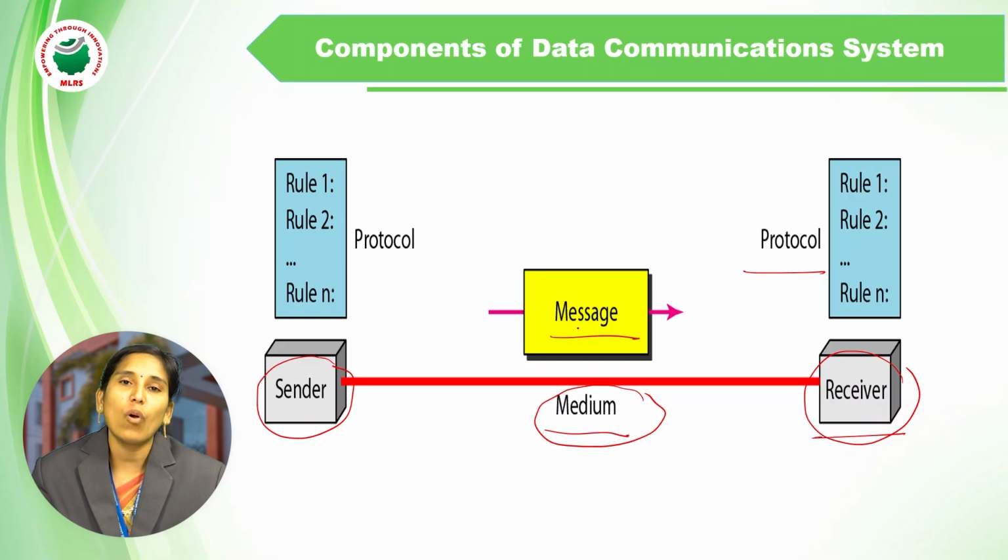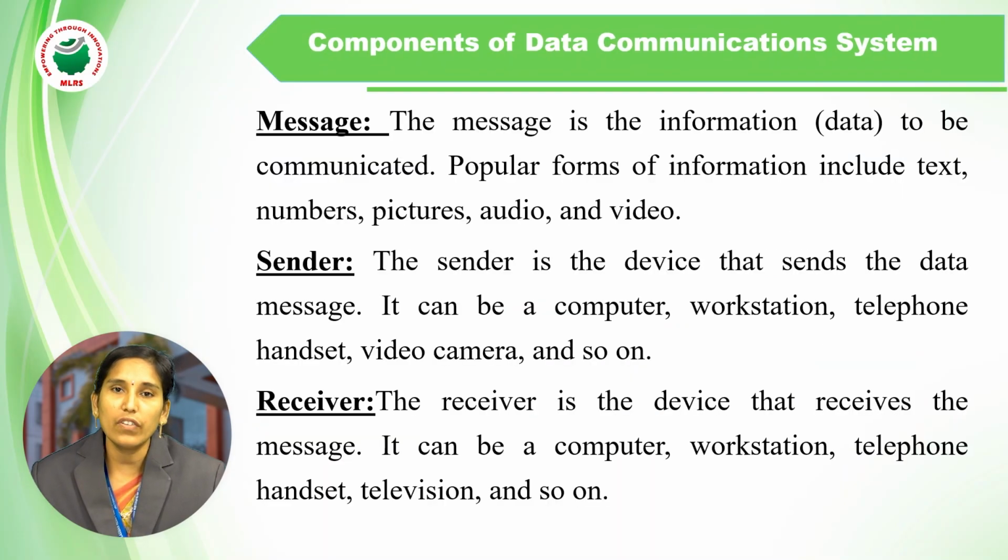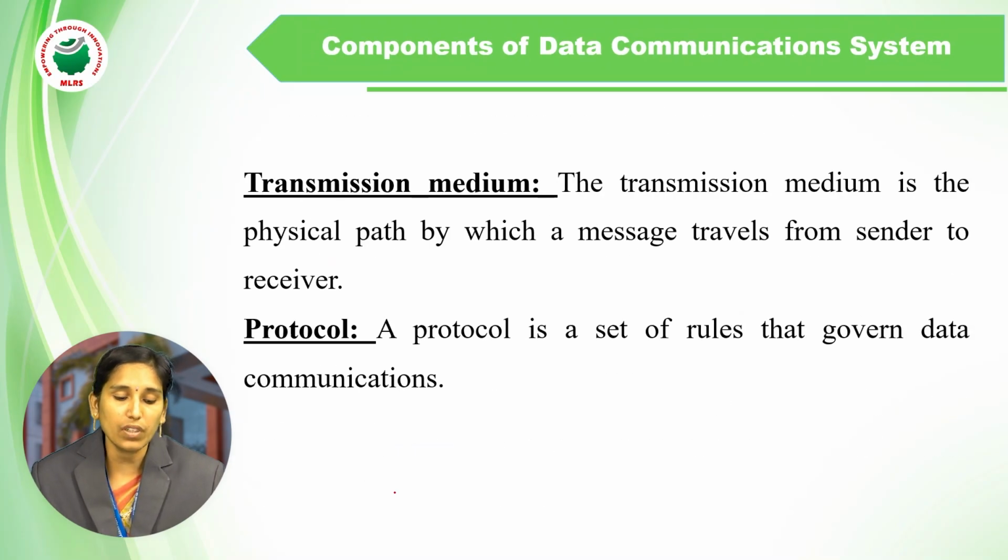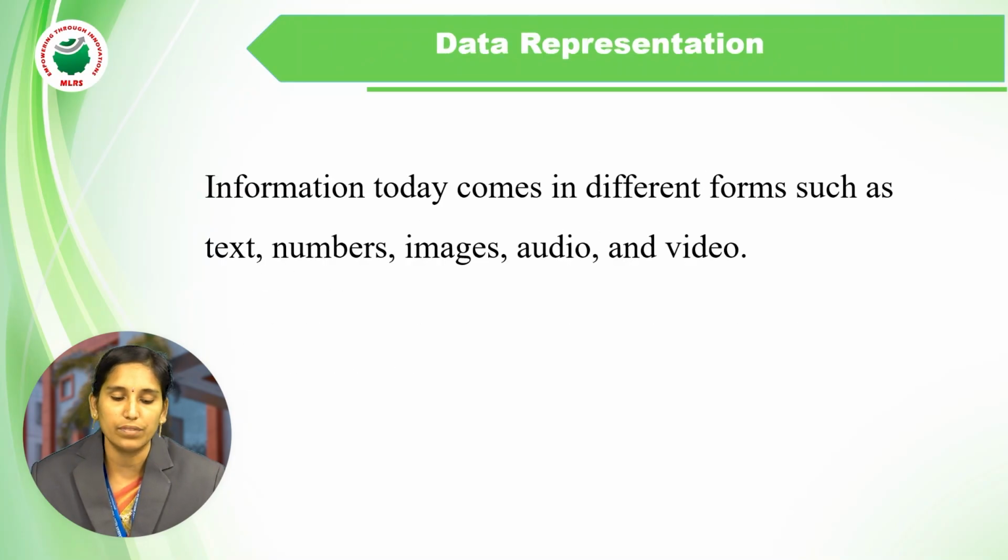And message. What is the information, what are the data that can be sent from the sender to receiver? That is called message. Next one, protocol. Protocol means what are the rules you follow. So this is message, sender and receiver, transmission medium and protocol. Protocol means a set of rules that govern data communication. When the data is sent from sender to receiver, we follow some rules. Those rules are called protocols. Those rules may be rule 1, 2, 3 and so on up to n.